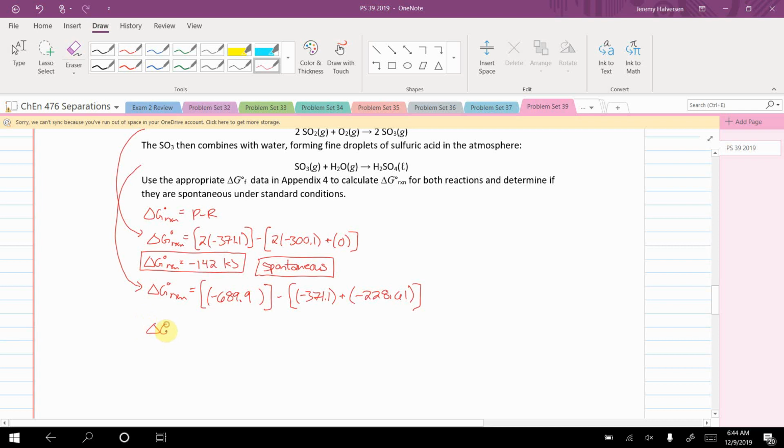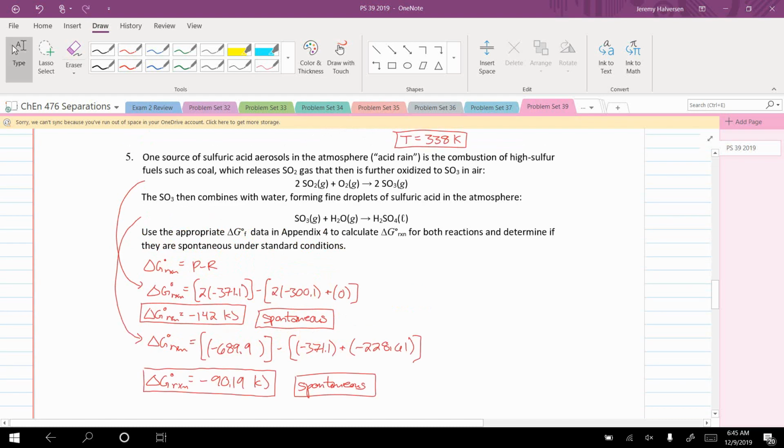So I got delta G naught of the reaction is, I could just say kilojoules. Let me plug those numbers in again, because it's not on the key, and I just want to make sure that I'm doing it right. Alright, so this number I got, hopefully that's right. But then we could say this is also spontaneous. So what's the significance of that? Well, it means that if SO2 is in the air, it's going to spontaneously change to sulfuric acid, which is how we get acid rain.